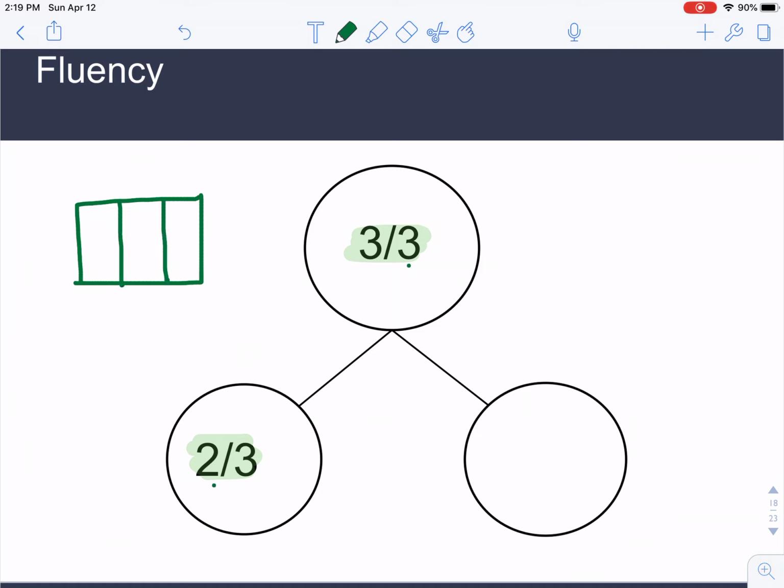Now, we know that we have 2/3. I'm going to shade 2 of my equal parts. Now, I'm going to draw my fraction bar, and I know that my number of equal parts is not going to change. We only have 1 equal part left, and so I know that my numerator is 1. This tells us that 2/3 plus 1/3 equals 3/3.